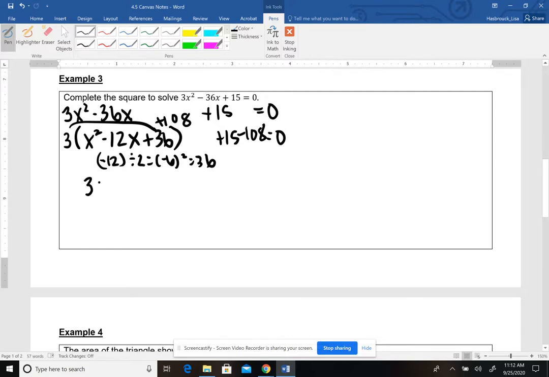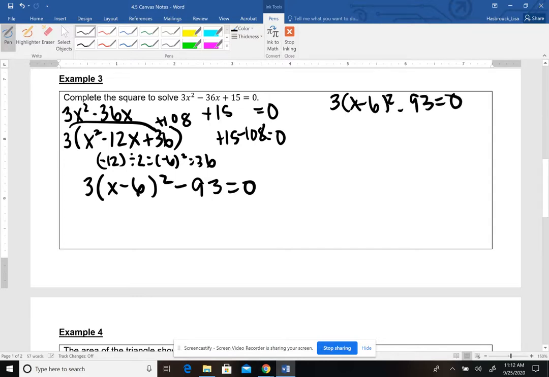Now I'm going to rewrite this as 3 times x minus 6 squared, and then 15 minus 108 equals negative 93 here, and that's equal to 0. So we did complete the square. Now that we've completed the square, we can go ahead and restart. 3 times x minus 6 squared minus 93 equals 0. We can use this to solve.